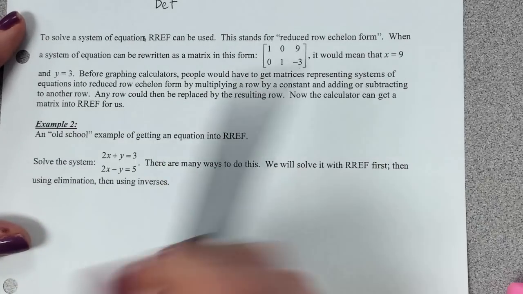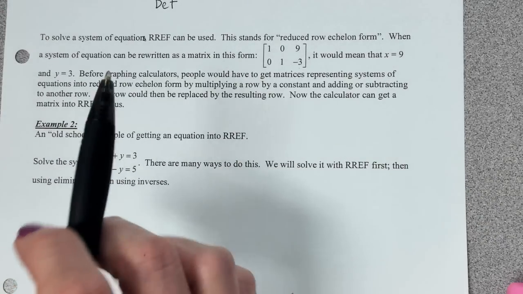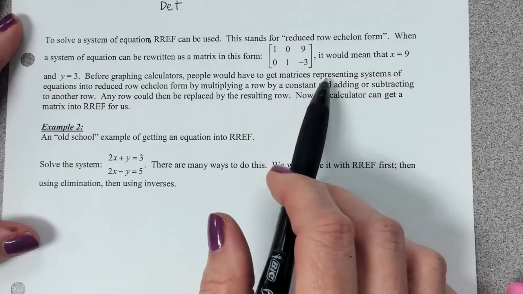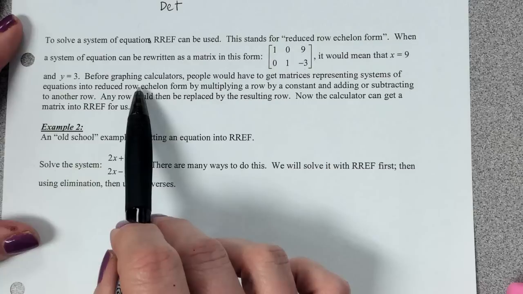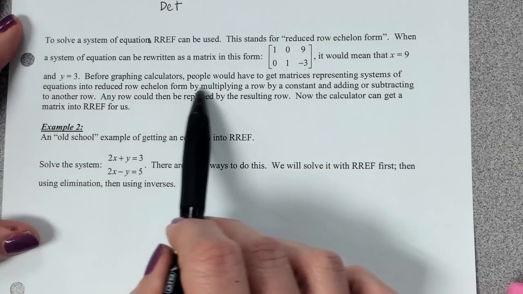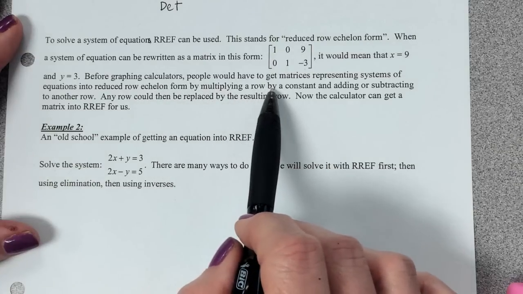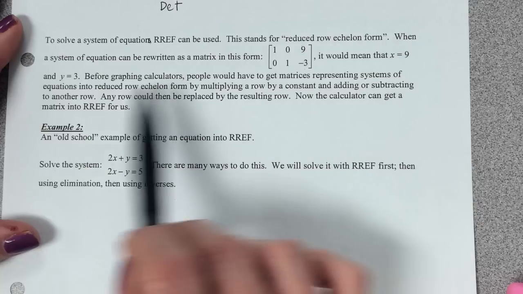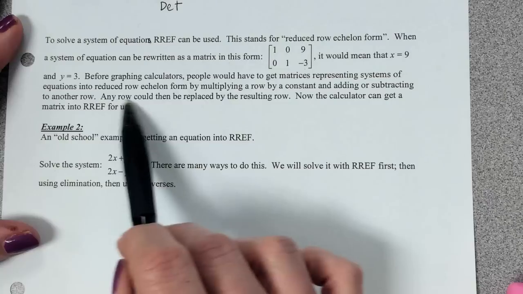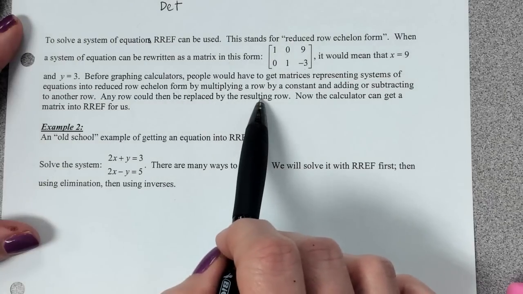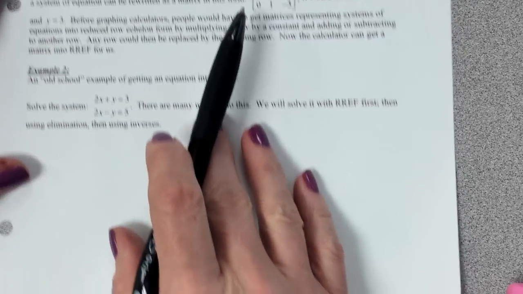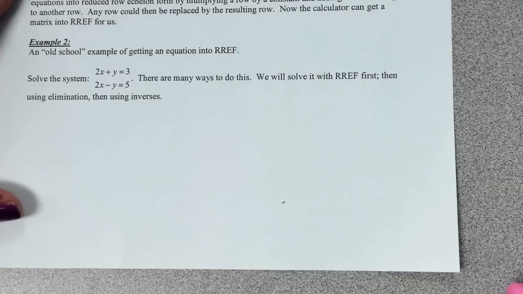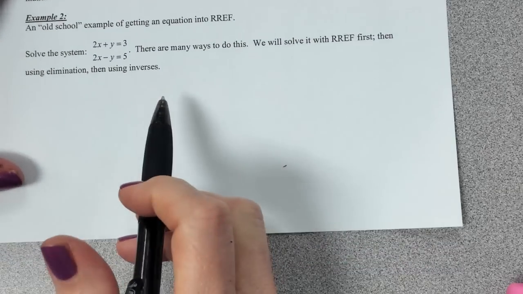So before we had graphing calculators, students, mathematicians, everybody would have to get matrices representing the systems of equations. They would have to get them into this reduced row echelon form. Here's how they would do it. They would multiply a row by a constant, and then they would add or subtract it to another row, and then they could replace it by that result. Now the calculator can do all that work for us. I will not expect you to do the reduced row echelon form by hand, but I do want to show it to you because it's a pretty cool thing.